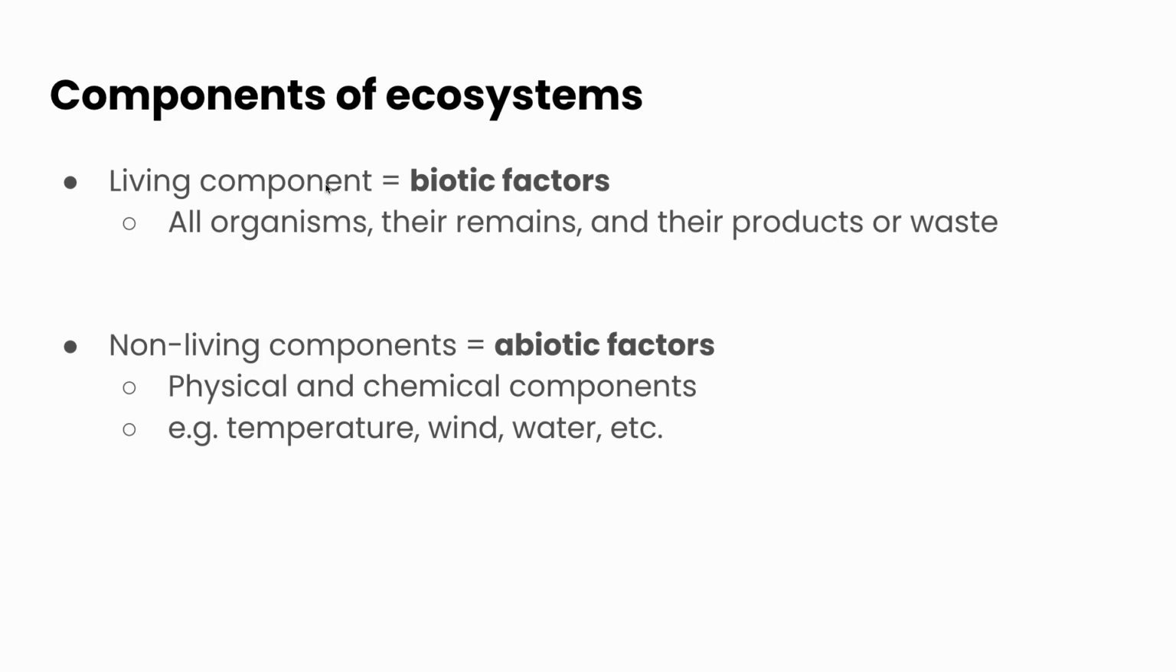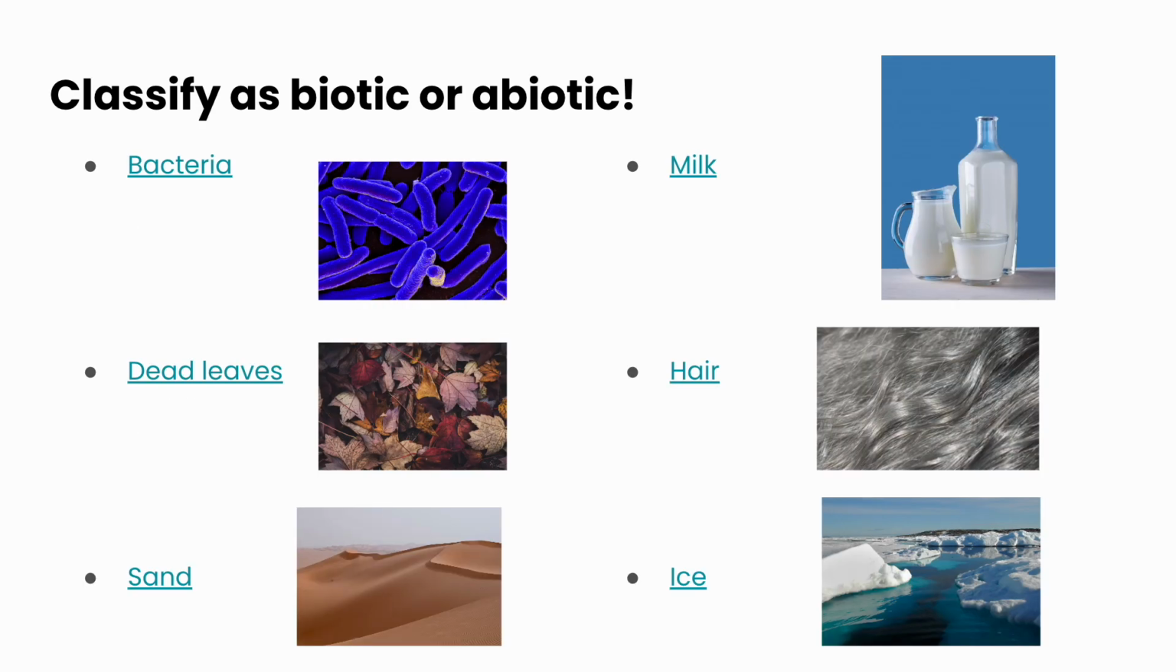Now, if you want to be able to tell the difference between biotic and abiotic, a little trick for remembering it is that bio means living. And anytime you put an A in front of something in biology, usually it means that it's not that thing. So abio means not living. That might help you keep the two straight as you're learning these two terms. Okay, so let's practice this now. I want you to pause the video and try to classify each of these things as biotic or abiotic.